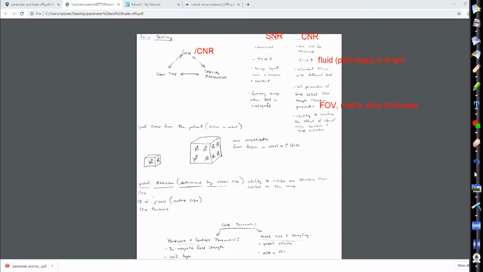So SNR, you have a grainy image when it's inadequate. But when it comes to CNR, it's the ability to visualize the effect of adequate image contrast and SNR collection. So not only are we dealing with SNR collection, but we're dealing with image contrast. Is it T2 weighted? Is it T1 weighted? So you have to add not only SNR, but image contrast into the equation.